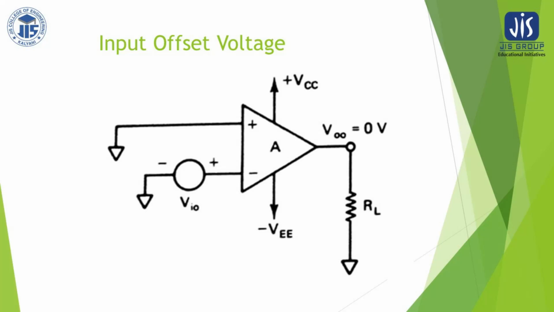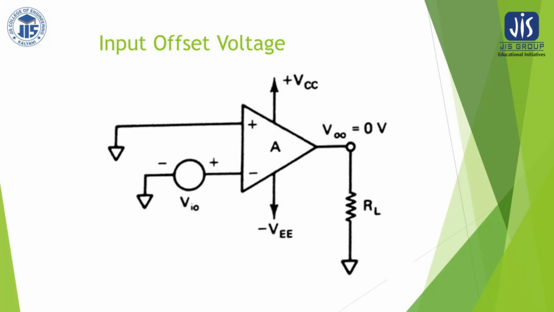Now let us consider this connection. Here what we have done is that the two input terminals are grounded. So at that time, what should be our V0? Though the bias voltages, positive bias and negative bias, exist, our V0 should be equal to 0. But practically, we are getting some amount of voltage at the output terminal. Why? Because it is open loop operation, and the difference voltage, if it exists, will be amplified at the output. So here a difference voltage exists in the absence of any applied input.